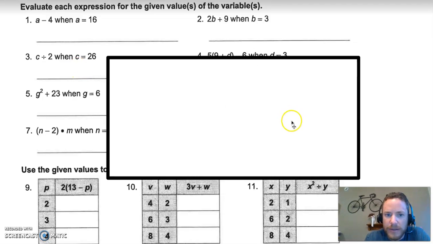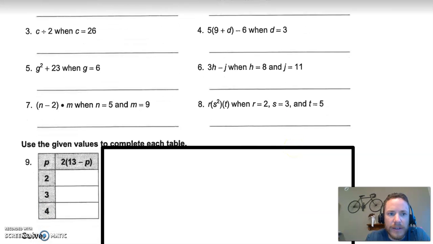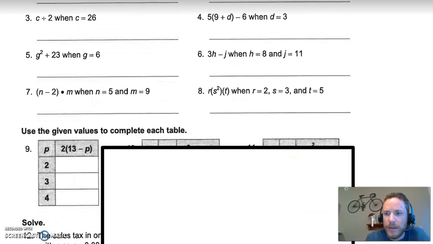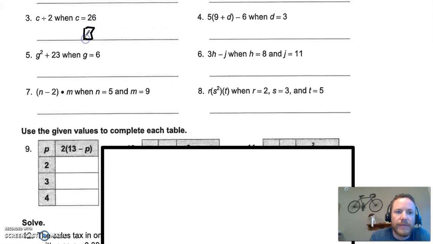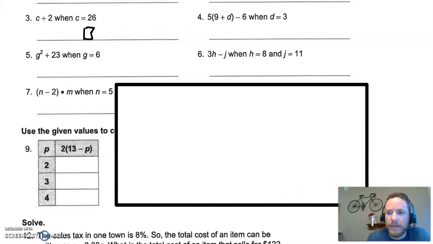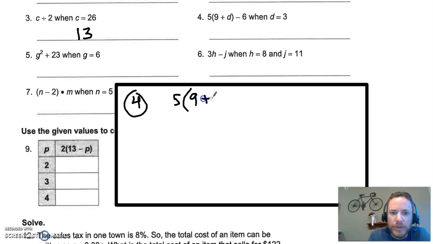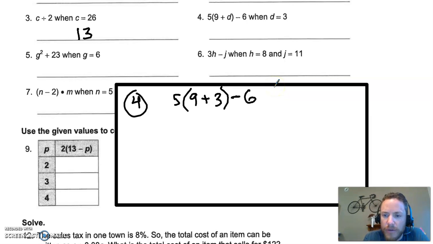Go ahead and move my whiteboard down. And I've already done those. I'll put a 13 here. And I'm on number 4 now. And that 13 is so messy, I'm going to rewrite it. Number 4 says 5 parentheses 9 plus d, and I'm just going to take the d out right now. Over here it says d is equal to 3, so I'm going to take the d out right now and replace it with a 3 and save myself some time. Minus 6. Don't forget the order of operations.